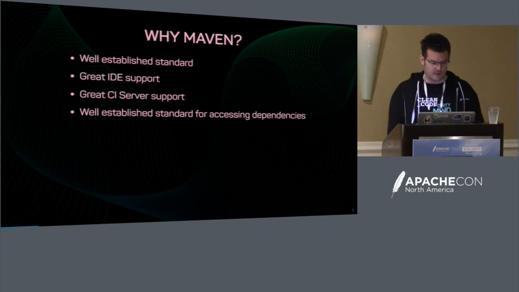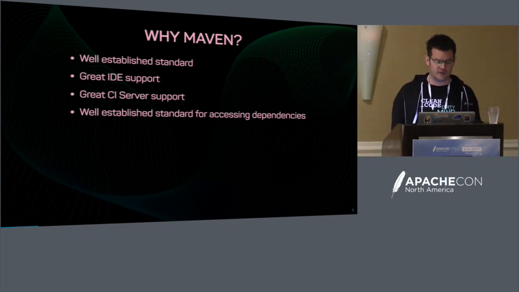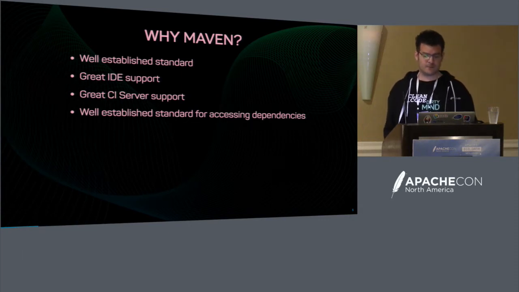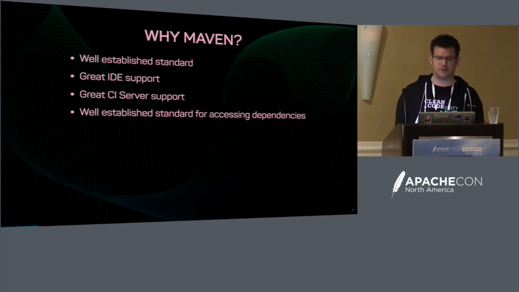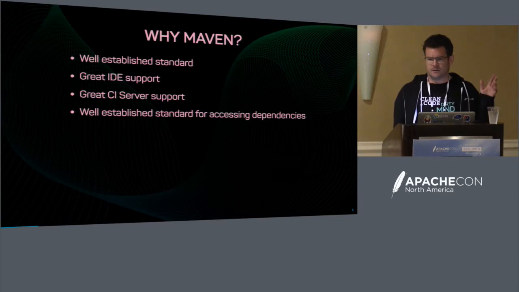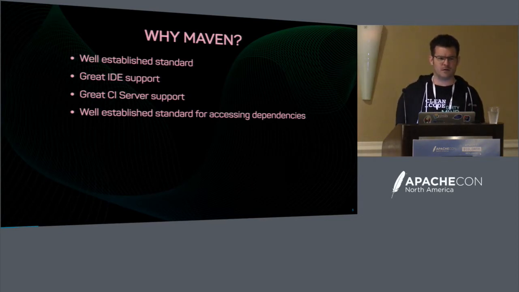So, why Maven? Maven is a well-established standard. It works everywhere, and it works at every customer I came across. It has great IDE support, except Eclipse, which has issues. It has an even better CI server support, so running unit tests on Jenkins is really easy. And it has a well-established standard for accessing dependencies. In the last few years, I've noticed that with the upcoming of SBT or NPM, a lot of problems at my customers were related to their closed environments, and it's problematic to get dependencies using these other not-so-established build tools, but Maven worked in every place. So I really like that.